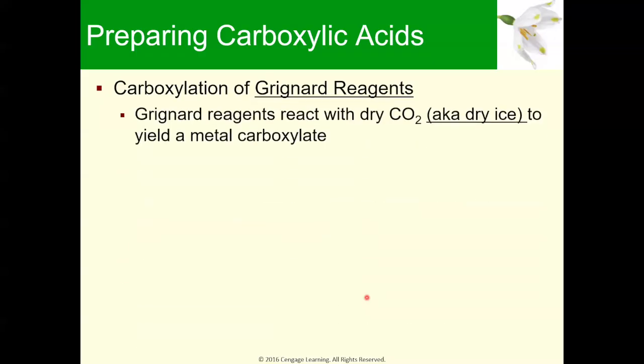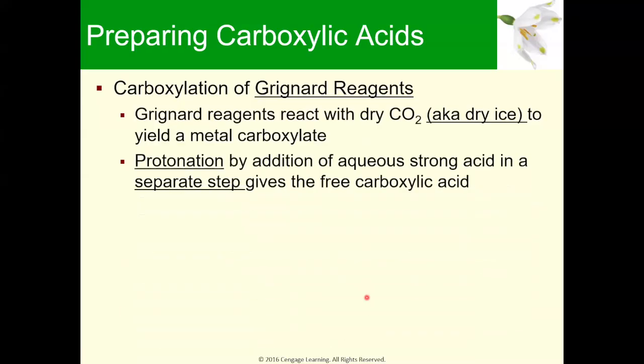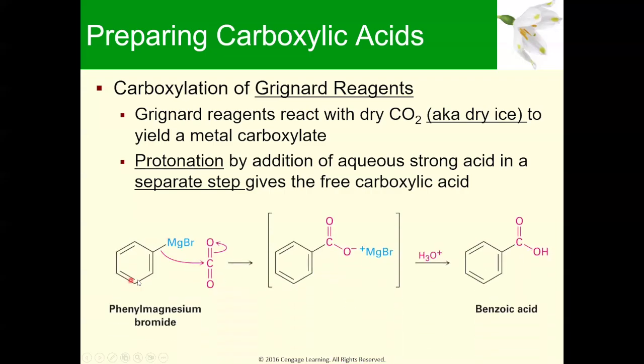So here's how it works. The Grignard reagents react with dry CO2, dry ice, to yield a metal carboxylate, and then you do have to follow that up with a workup step where you protonate the carboxylate, usually with a strong acid, or it just depends. So protonation by addition of aqueous strong acid in a separate step gives the free carboxylic acid. So something like this, where you have the Grignard reagent, in this case the phenyl group or the benzene ring, and the carbanion attacks the carbon in CO2, creating the carboxylate. And then in the second step, you just displace the magnesium there.